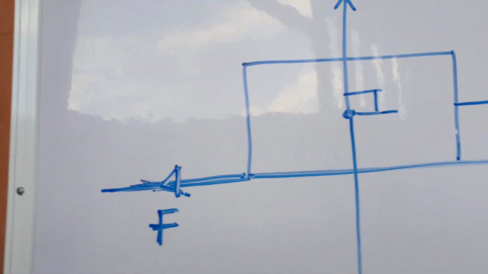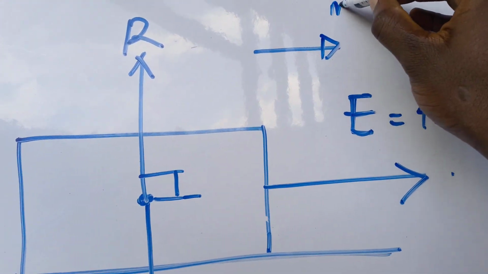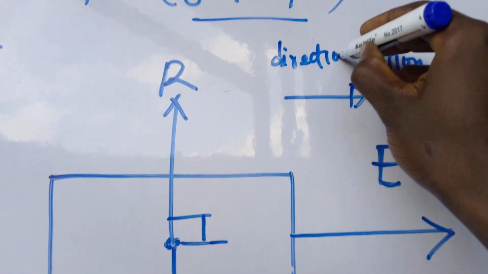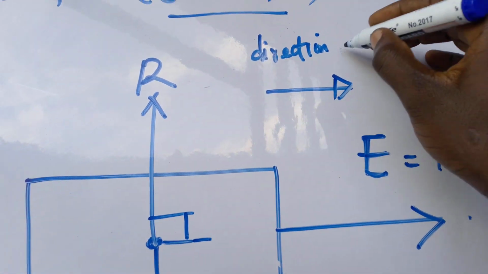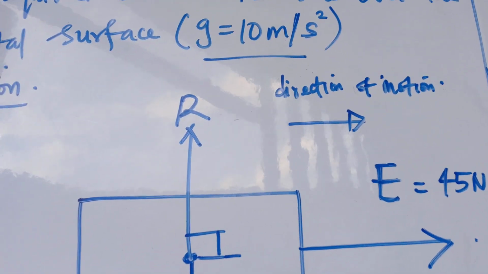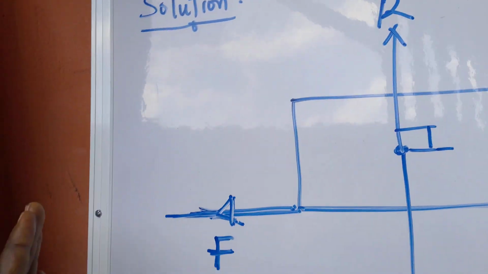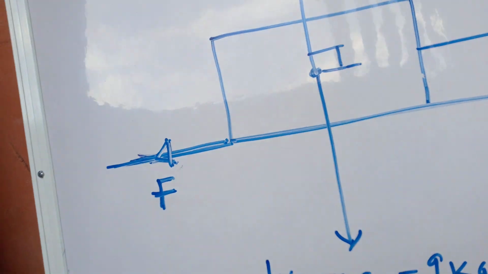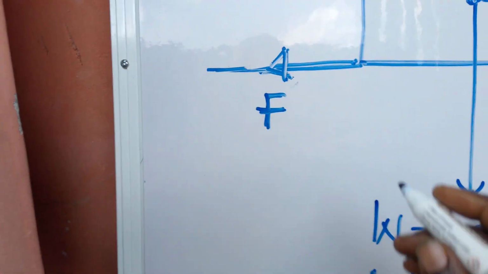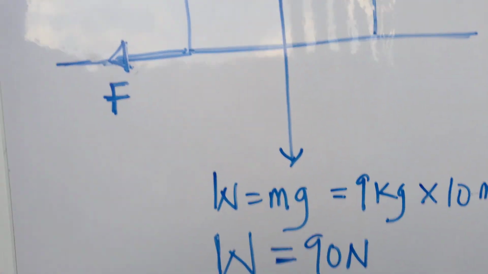So if this is the direction of motion, the friction force must act opposite the direction of motion. That is, it will go this way. If motion is going towards the right, friction force will go towards the left. It must counterbalance the relative motion.